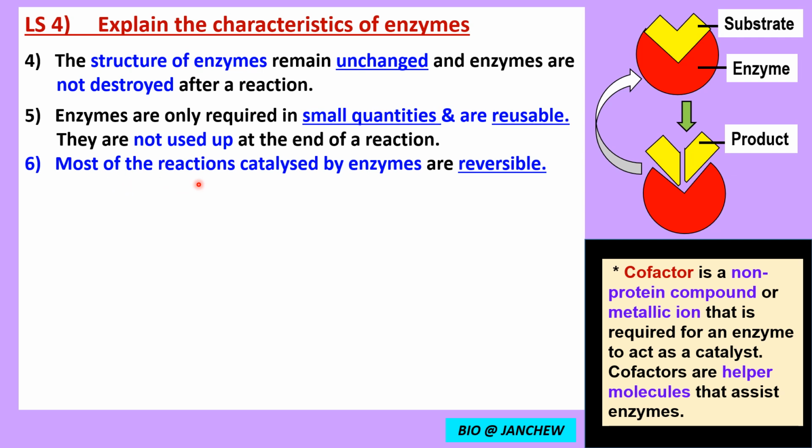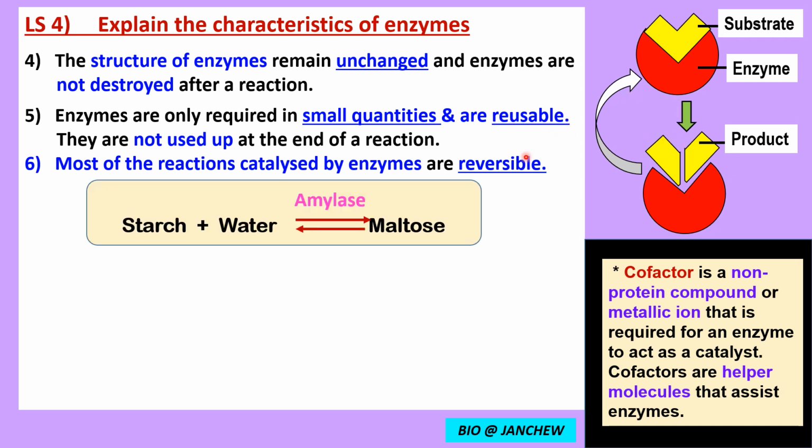Number 6, most of the reactions catalyzed by enzymes are reversible. They can either go forward or backward. Now let's take an example of an enzymatic reaction where starch is hydrolyzed to form maltose. This reaction is catalyzed by amylase and it can occur in the mouth. The reaction can go either way, according to these arrows. It can go forward or backward.